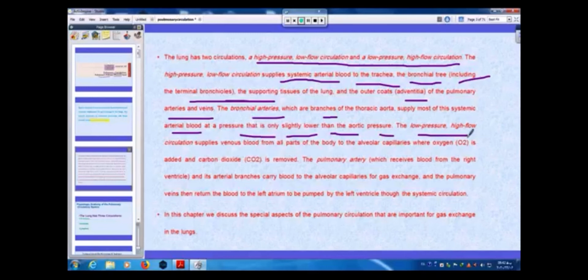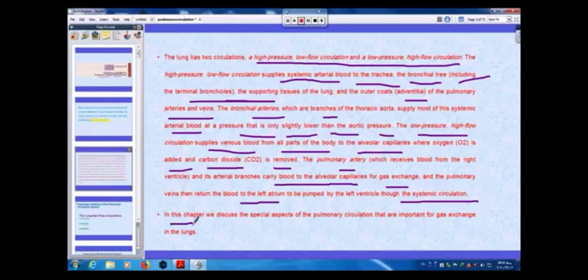The low pressure, high flow circulation supplies venous blood from all parts of the body to the alveolar capillaries, where oxygen is added and carbon dioxide is removed. The pulmonary artery, which receives blood from the right ventricle, and its arterial branches carry blood to the alveolar capillaries for gas exchange, and the pulmonary veins then return the blood to the left atrium to be pumped by the left ventricle to the systemic circulation. In this chapter, we discuss the special aspects of the pulmonary circulation that are important for gas exchange in the lungs. Okay.